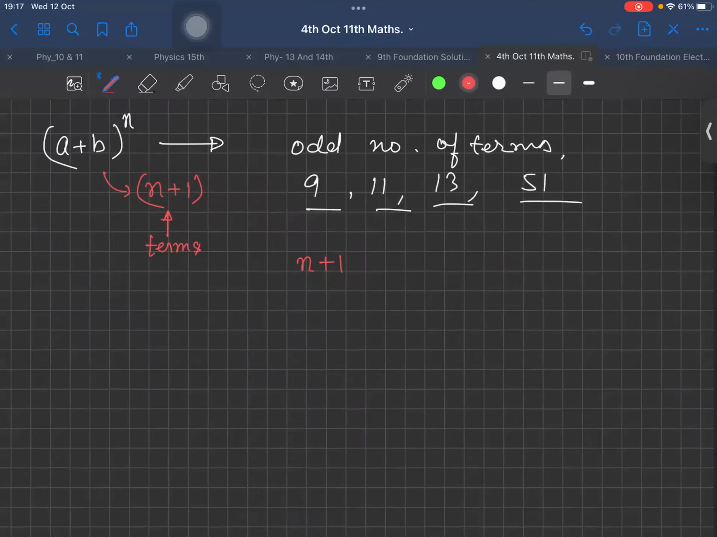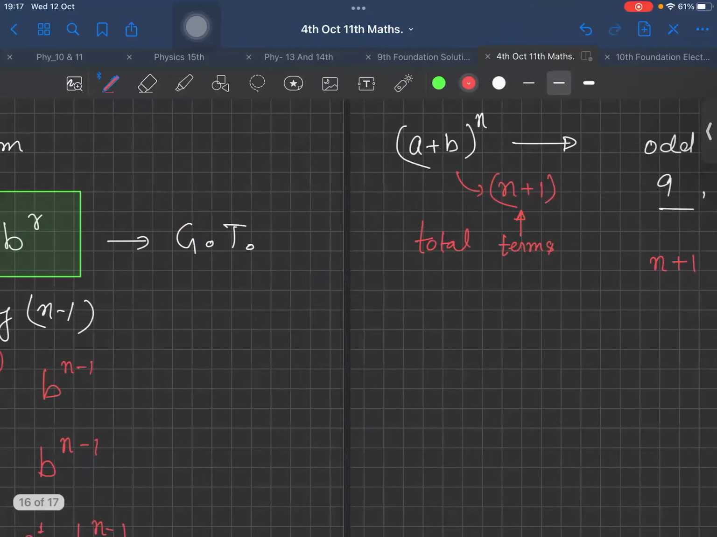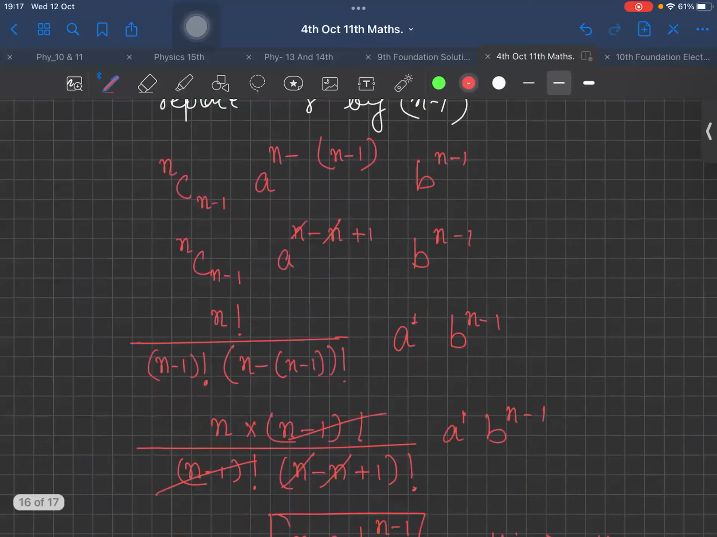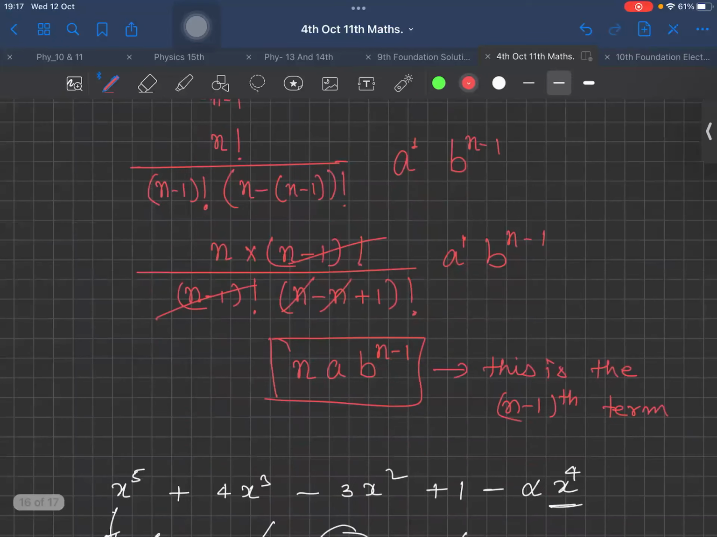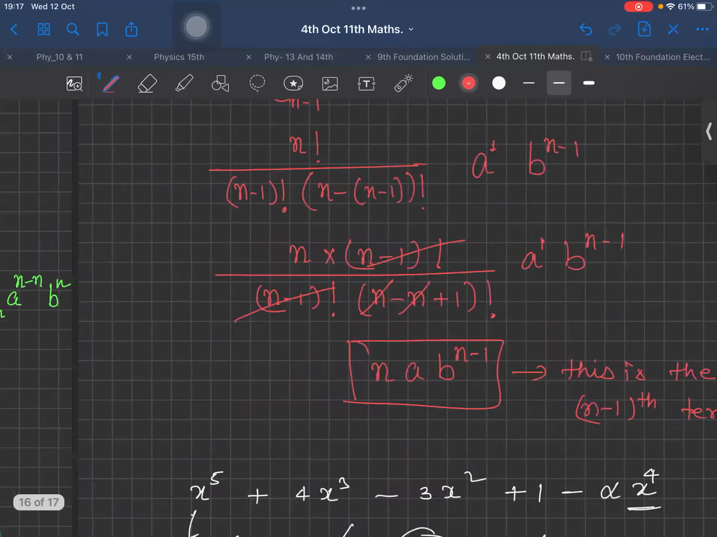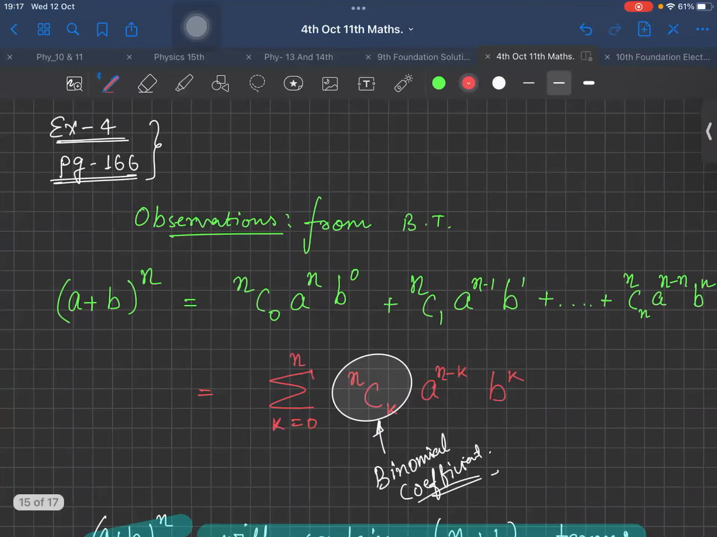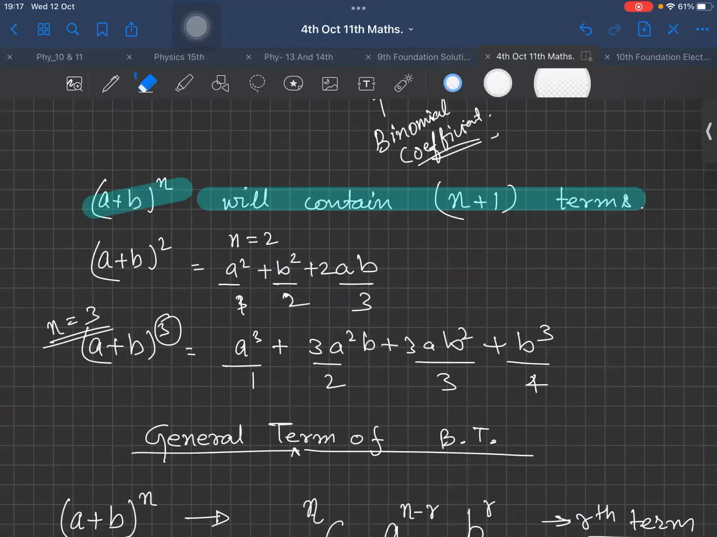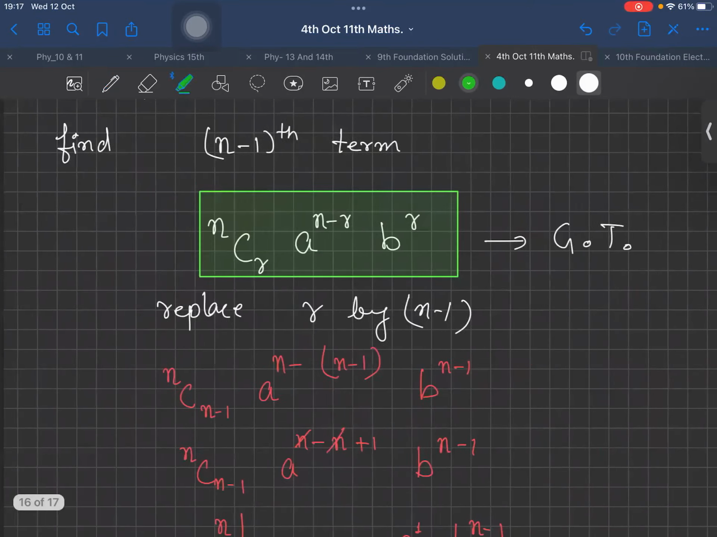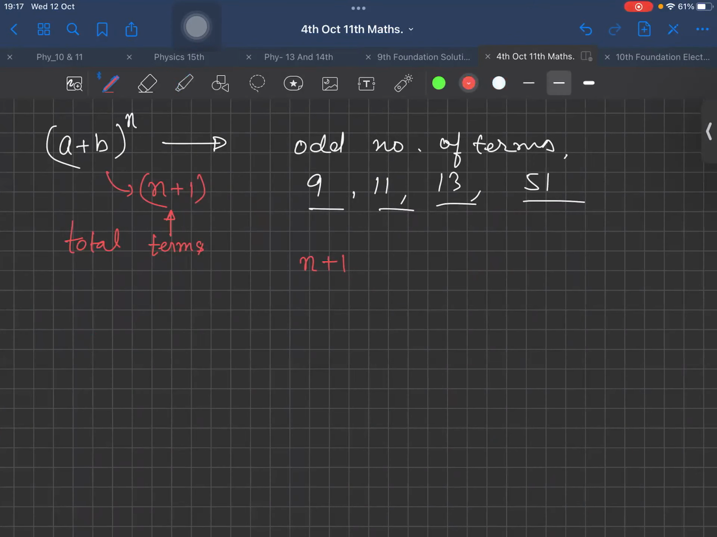Total n plus 1 terms are there, right? We saw here. See where it is. (a plus b) to the power of n will contain how many terms? n plus 1 terms, right? If the power is n, it will contain n plus 1 terms. So if the power is, let's say, Jeffrey, you tell me, (a plus b) to the power of 7, how many terms will it contain?